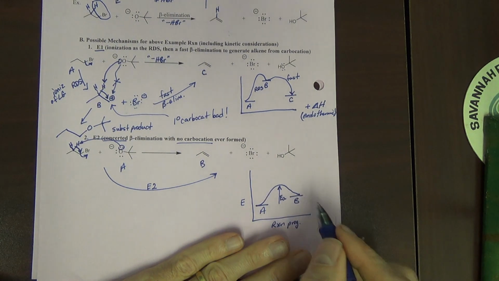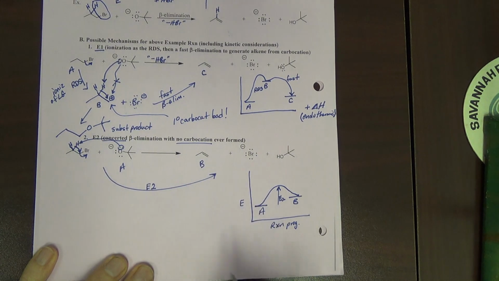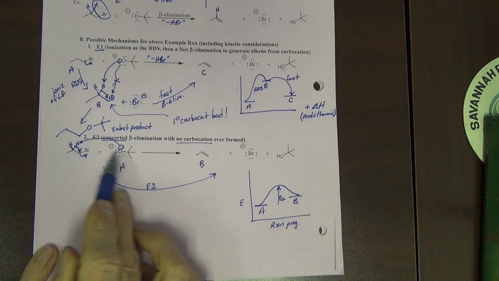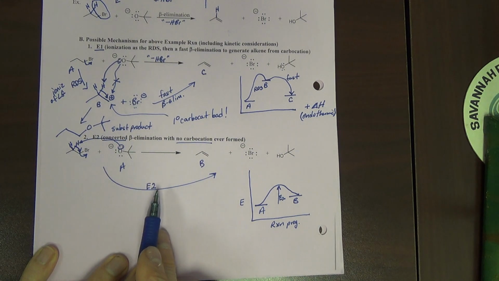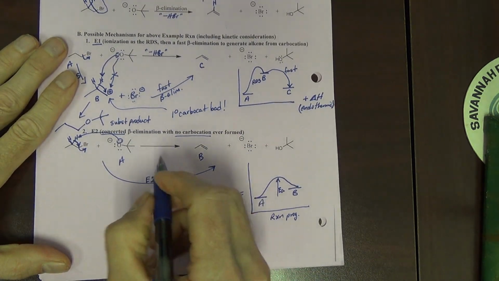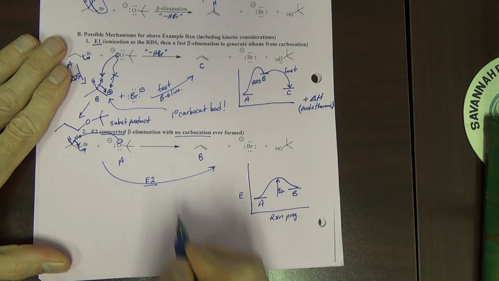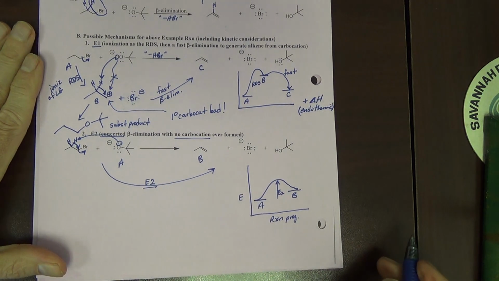How many steps in this mechanism? Just one. This is the step. Both of these are thus involved in that one step. They better be. It's only one step. Since they're both involved, we call this an E2, elimination bimolecular.